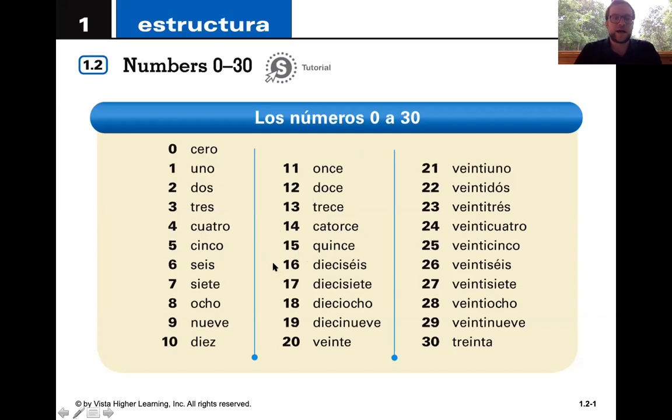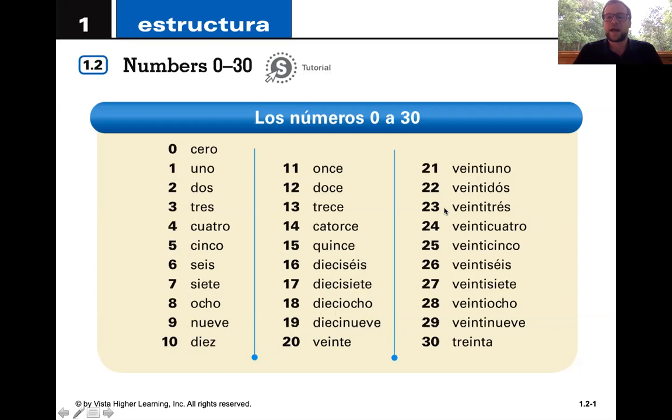We're not saying seis, right? We're saying 10 y seis, 16, okay? It's quicker, but it's almost like you're saying 10 y 6. 10 and 6. It's like 10 plus 6. That's how they're forming this number. 16, 17. Same thing there, right? 18, 10 and 8. 19, 10 and 9.